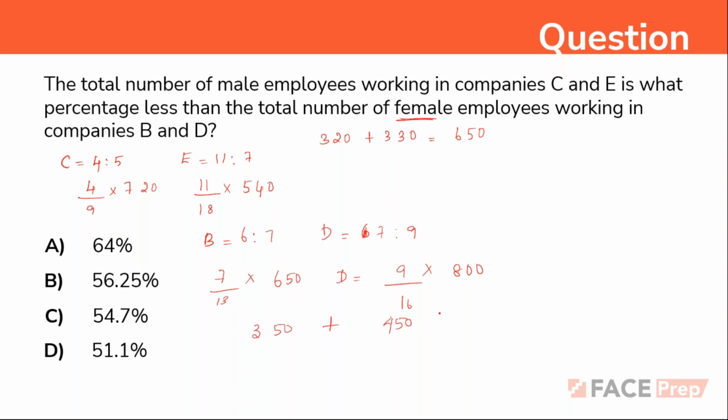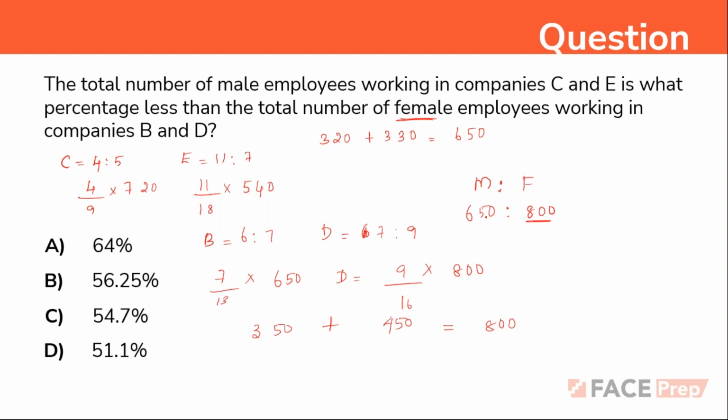Now, adding 350 and 450, you will get around 800. So now the total number of male employees in C and E is 650 and total number of female employees in B and D is 800. Now what is the question? I need to find what percentage less the first part is than the total number of female employees here. So this one I need to consider as the base value, right?